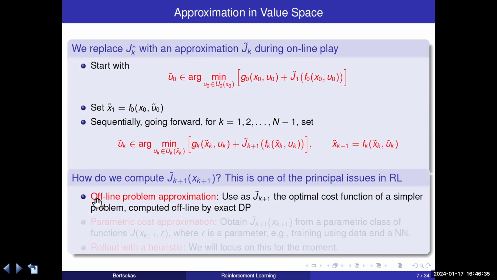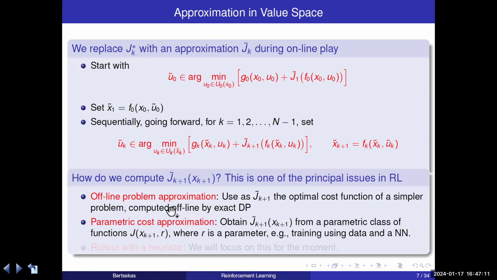One possibility is offline problem approximation. Okay, we have a difficult problem. Suppose that there's a simpler problem that looks like it, okay? And it's so simple that we can solve it offline by exact dynamic programming. Then we can use the solution of the simpler problem as an approximation to the optimal cost function of the original problem, okay? Maybe it's a problem with smaller dimension. Maybe it's a problem with less difficult non-linearities, whatever.